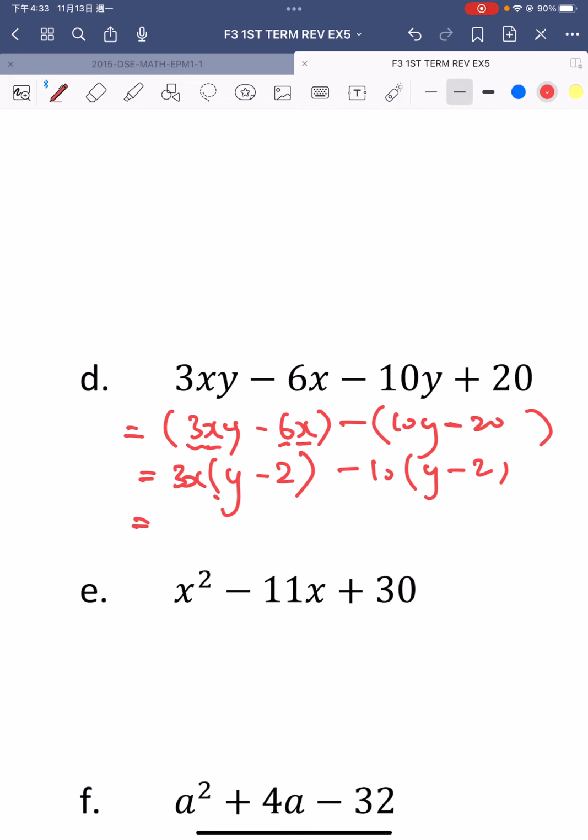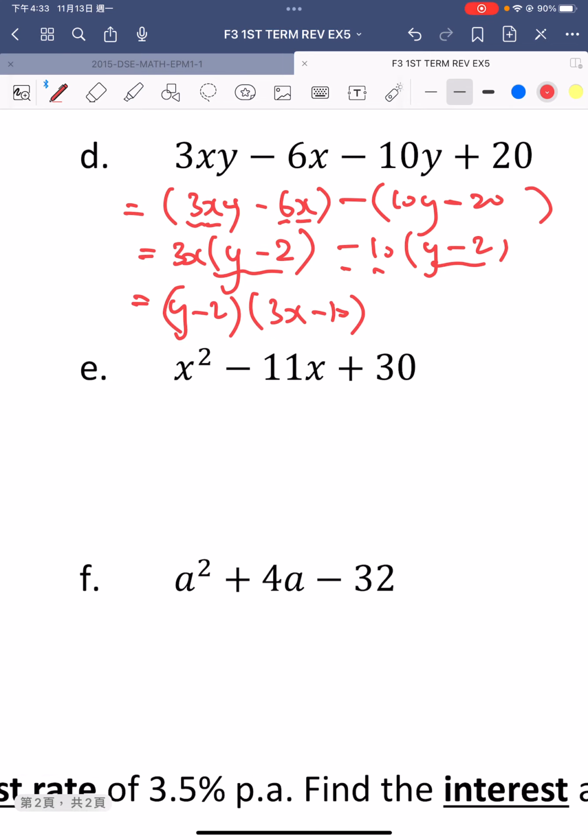So now we have the y minus 2 as the common factor. We take out the y minus 2, and then we times 3x minus 10. Okay, so that's for question D. 3x minus 10. Okay, so for question E, we have this quadratic equation.